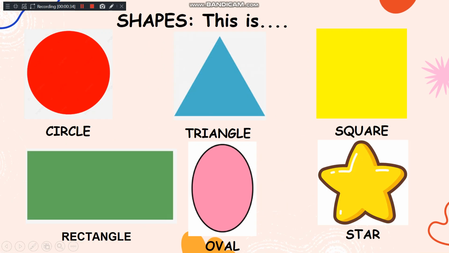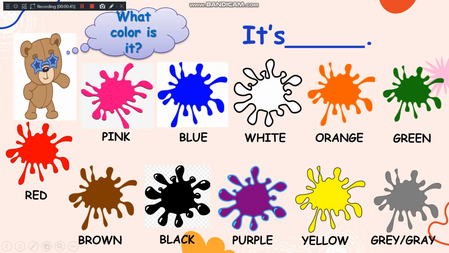Let's have our shapes. This is circle. This is triangle. This is square. This is rectangle. This is oval. This is car. Let's go with the cars.